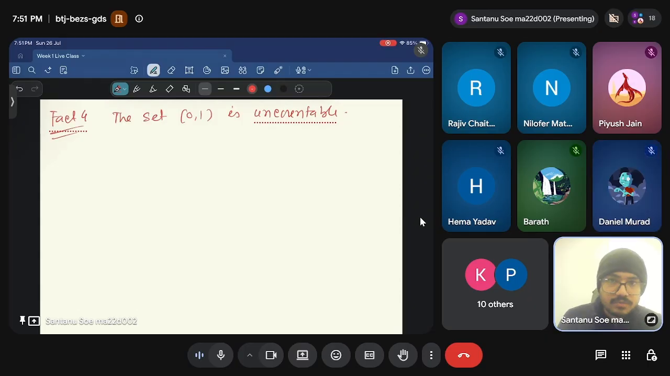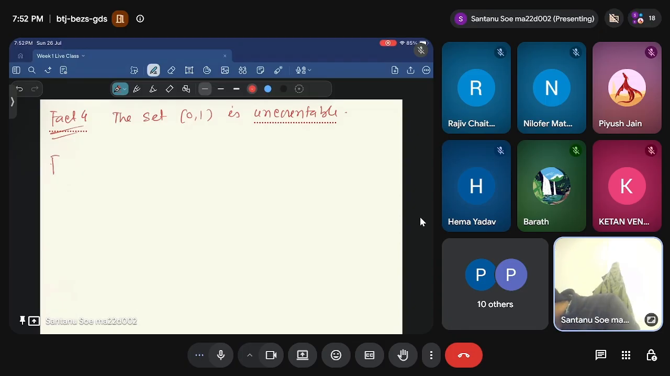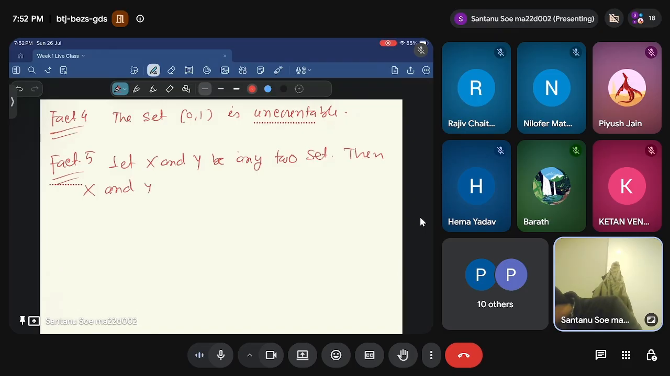Now how can someone prove that R is not countable, right? So there is another fact. It says let x and y be any two sets, then x and y have the same cardinality if there exists a bijection from x to y.